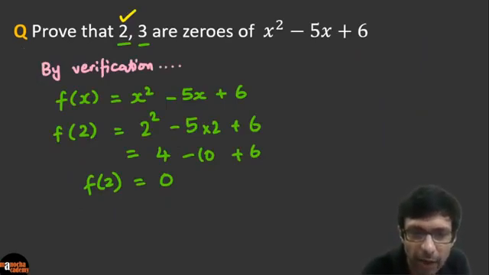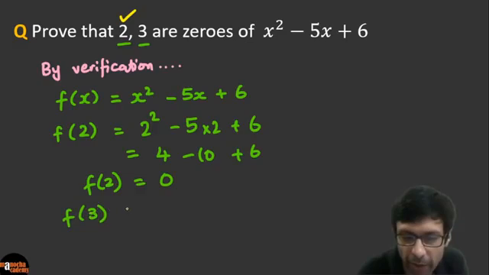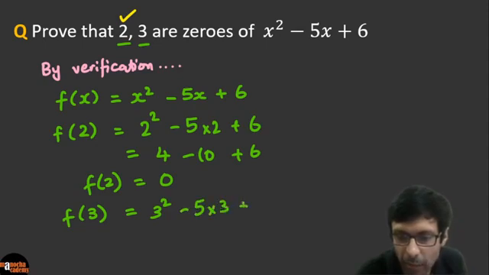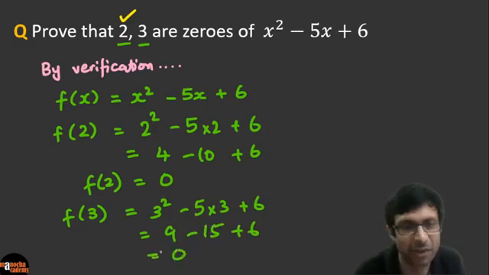Similarly, you can try it for f of 3. To verify that 3 is a zero or a root of the polynomial, we find f of 3. So that's going to be 3 squared minus 5 times 3 plus 6, which is 9 minus 15 plus 6. And again, we get 0. So f of 3 is 0, very good.